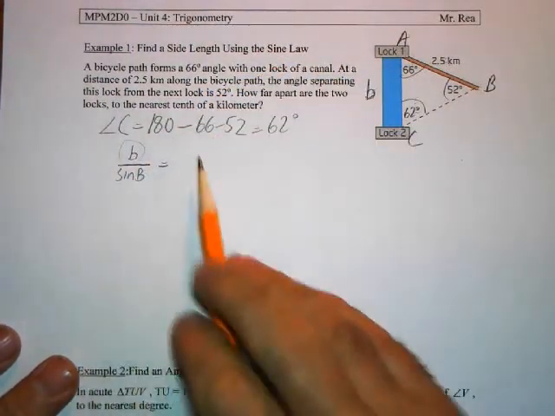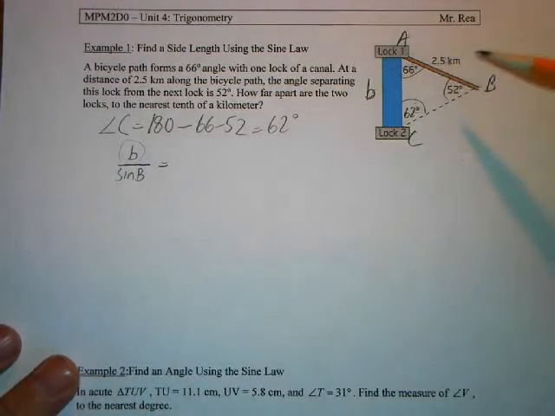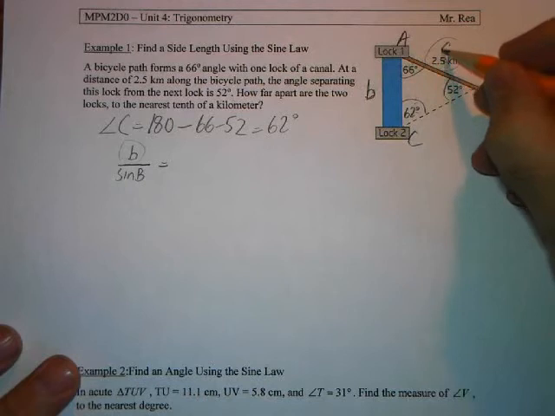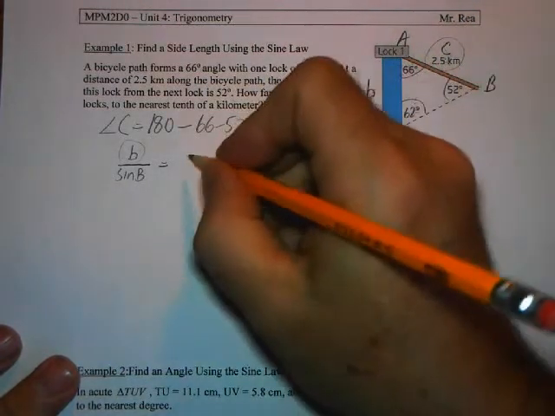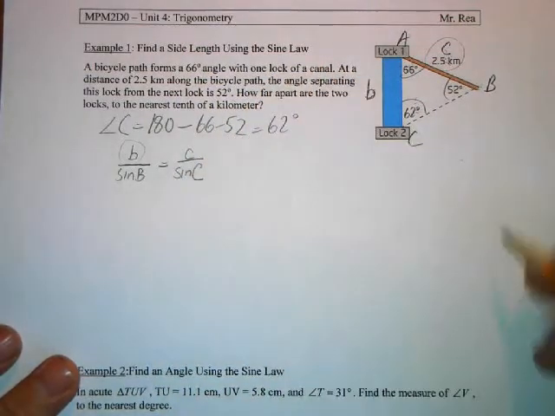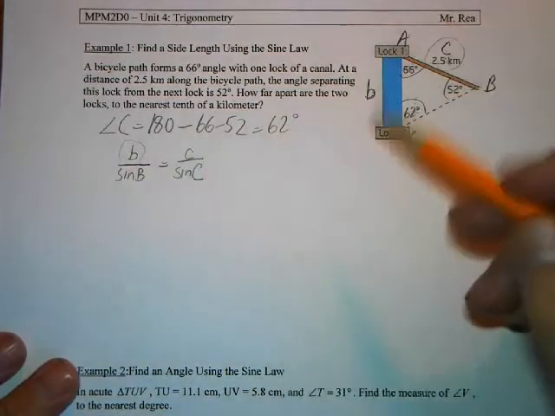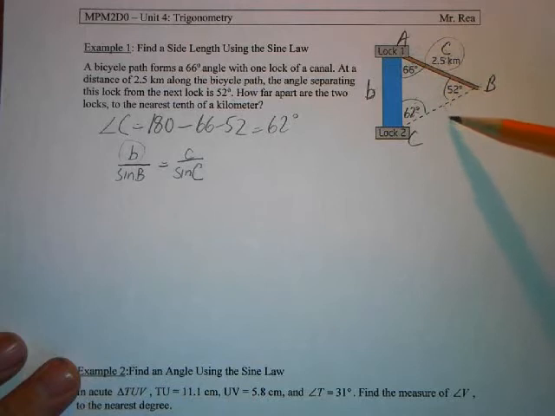Now the other ratio has to be the complete ratio. So in this case, the only side I know is this, and this side would be called little c because it's opposite angle C. So the other ratio would be side c over sine of angle C. Okay, so I'm not even going to bother with this combination here because I don't know that side length. So I couldn't possibly use that because then there'd be two unknowns.